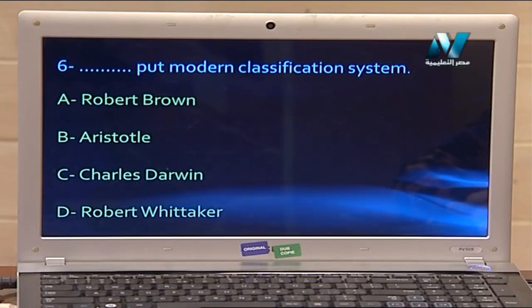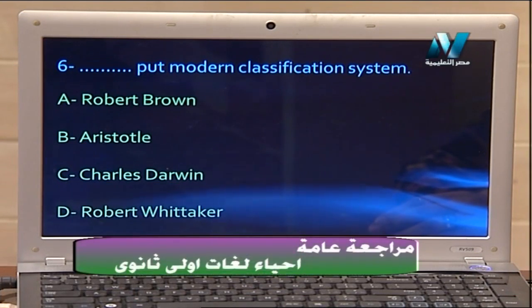Question number 6. Who put the modern classification system? We have Robert Brown, Aristotle. Do you know Aristotle here? Not a scientist, he's a philosopher. Charles Darwin, Robert Whittaker. Here, the first person who made the modern classification is Robert Whittaker.